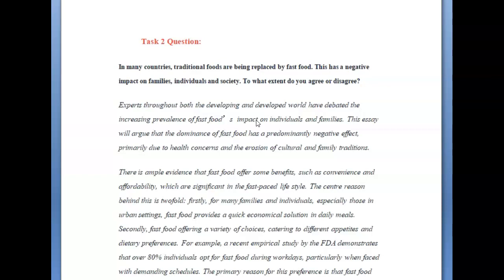Let's try it. Experts throughout both the developing and developed world have debated the increasing severity of fast food's impact. It's still maybe not great. Or how about the increasing impact of fast food? Perfect. I mean, it's too wordy. You just need to reduce some of those words and it's much better.